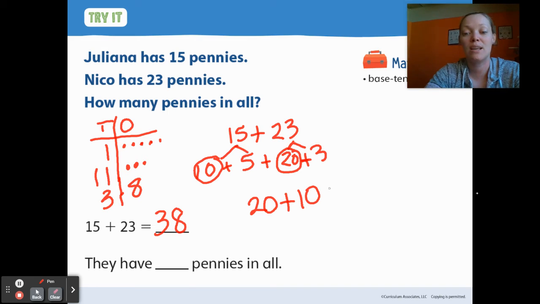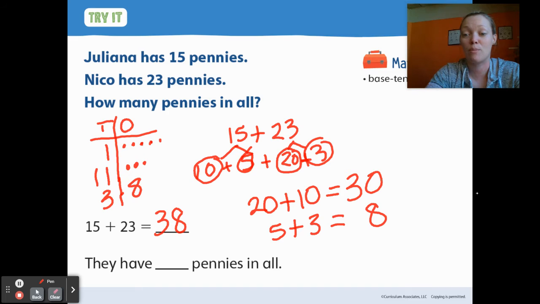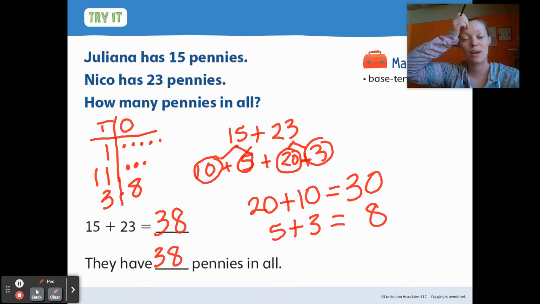So add 20 and 10, which gives me 30. Now I can add my ones, 5 and 3. So then I'm going to do 5 plus 3, and I know that's 8. Now I need to add my two numbers that I got from my 10s and my 1s, 30 and 8. And I know 30 and 8 make 38. So those are just a couple ways some of my friends could have solved it.